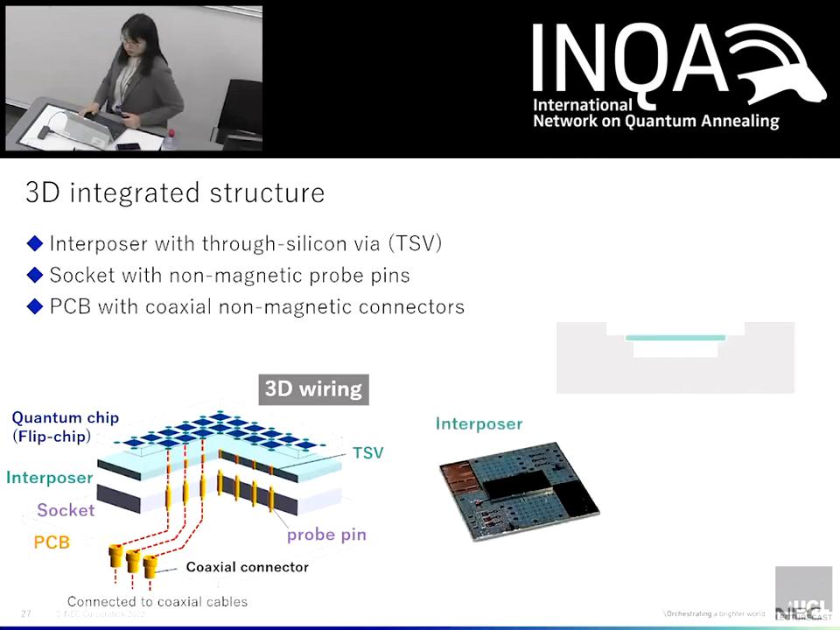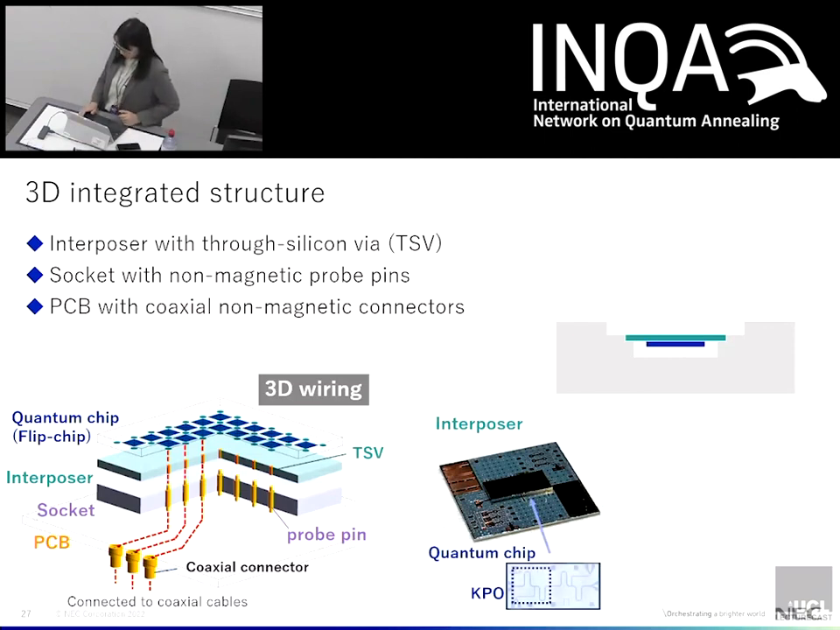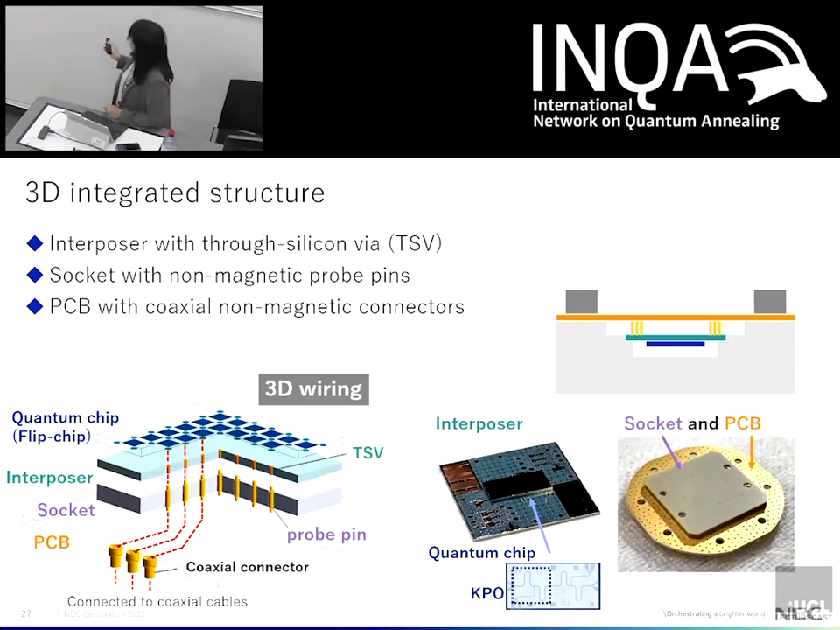This is an interposer chip, and the quantum chip containing KPOs is flip-chip mounted at the center of the interposer. The through-silicon vias, TSVs, are formed in the interposer chip and connect the two sides of the interposer. On the opposite side of the interposer, probe pins in a socket are connected. The probe pins connect to the printed circuit board, PCB, on the other side. This is a picture of our socket and PCB.